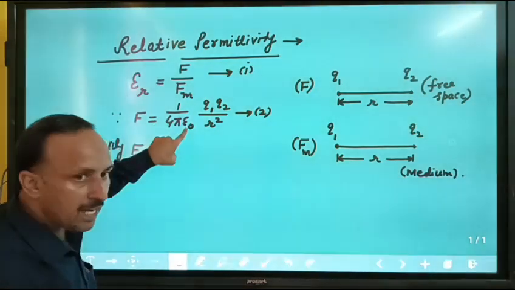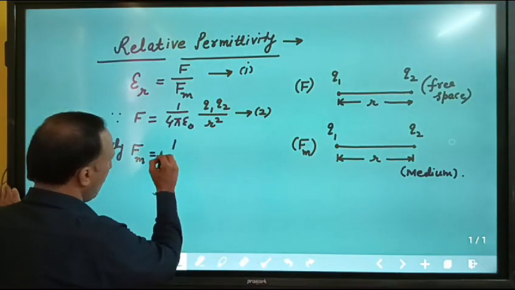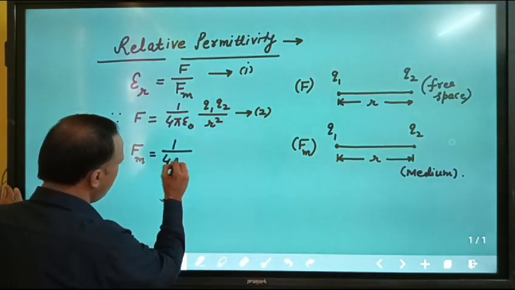Earlier it is epsilon naught, permittivity in free space. Now I am talking about the permittivity of the medium.